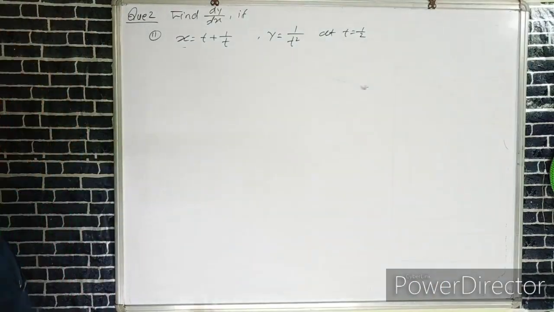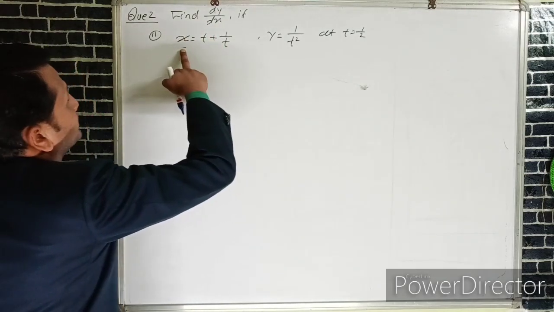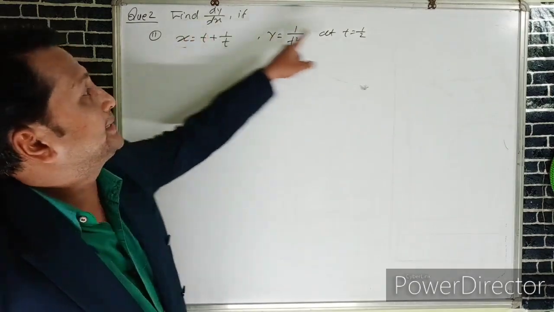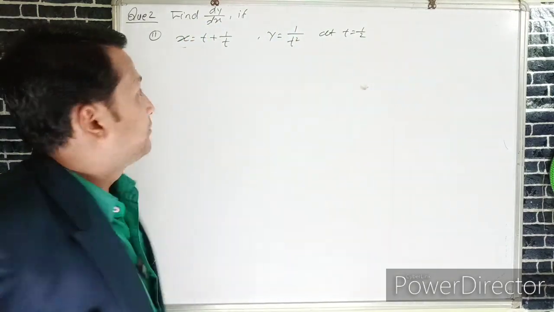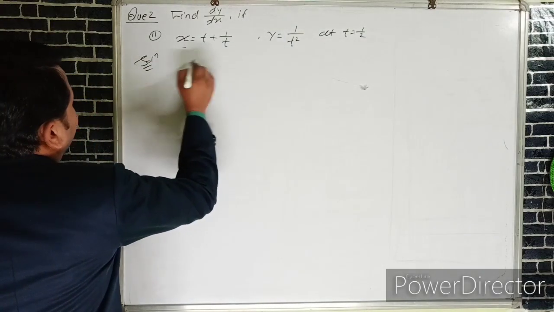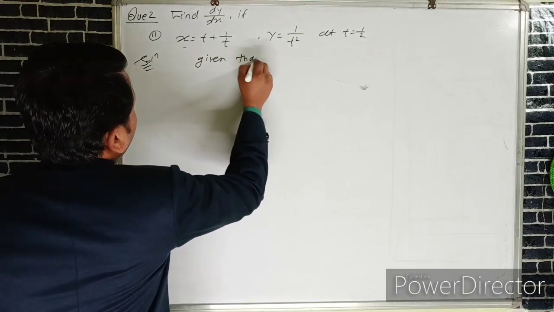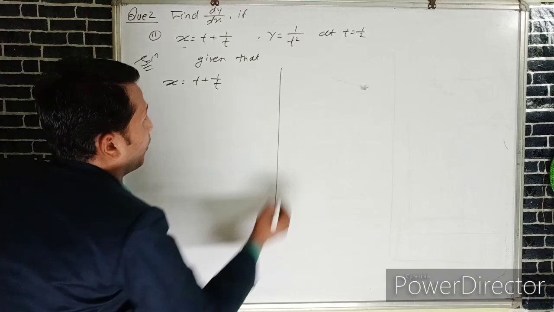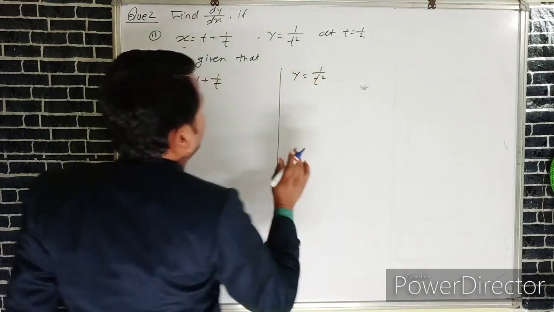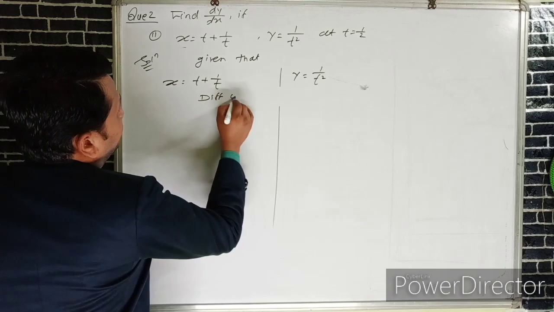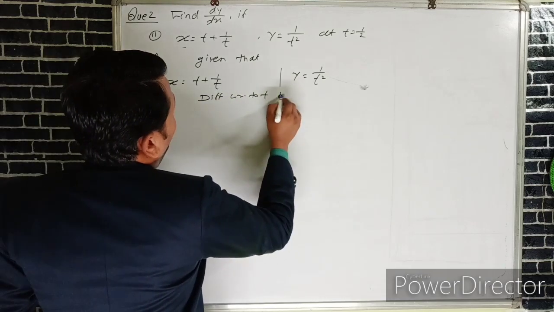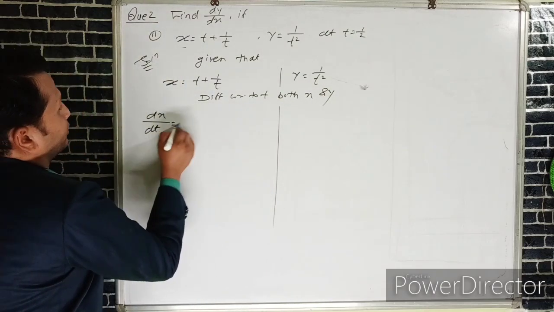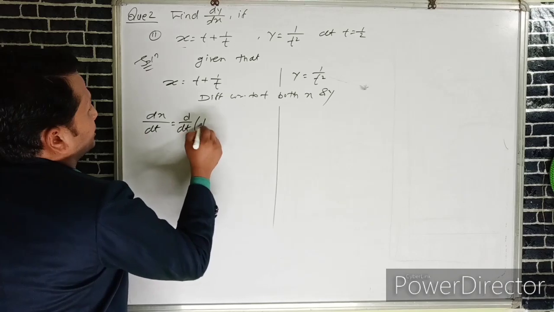Next example, which is question number 2, is x is equal to t plus 1 by t, y is equal to 1 by t square, and we have to find the value of dy by dx at t is equal to 1 by 2. First we take the given function, which is given that x is equal to t plus 1 by t and y is equal to 1 upon t square. If we differentiate both x and y with respect to t, we can write dx upon dt is equal to the derivative with respect to t of t plus 1 by t.